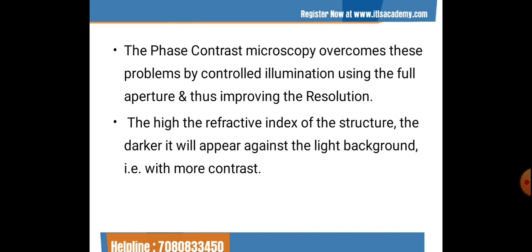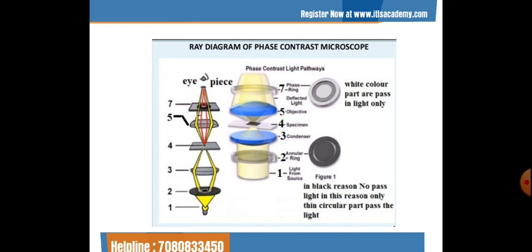Phase contrast microscopy overcomes these problems by controlling illumination using the full aperture and thus improving resolution. The higher the refractive index of the structure, the darker it will appear against the light background, that is, more contrast. Here is the ray diagram for the phase contrast.